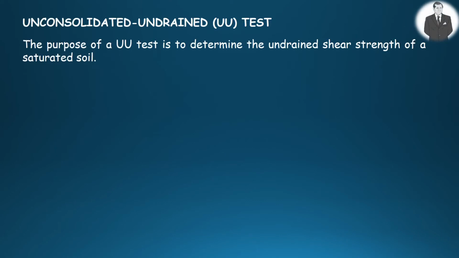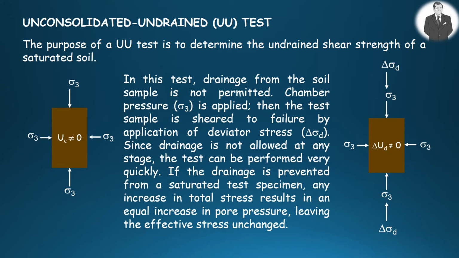The goal of unconsolidated undrained test is to find out the undrained shear strength of a saturated soil. In this test, the drainage from the soil sample is not allowed. The confining pressure is first applied to the sample, and then the deviator stress is applied to cause the soil sample to fail in shear. Since the drainage is not permitted at any stage, the test can be conducted very rapidly.